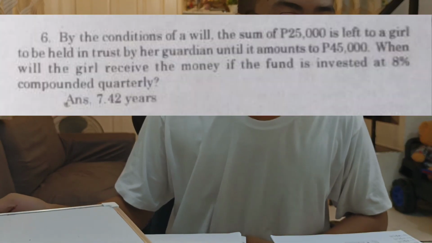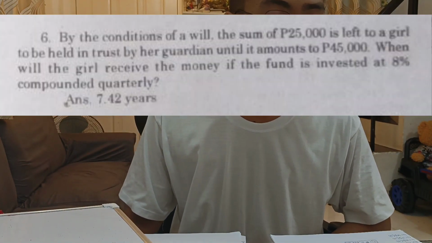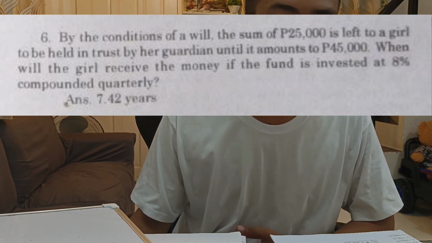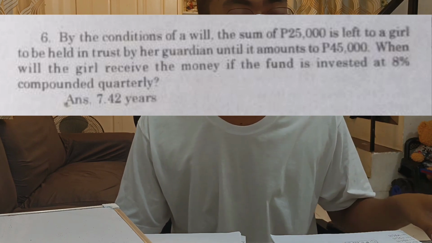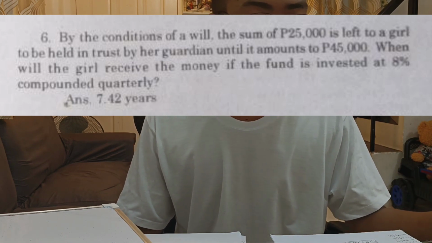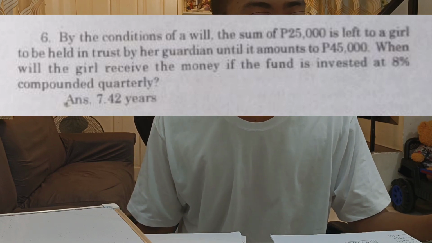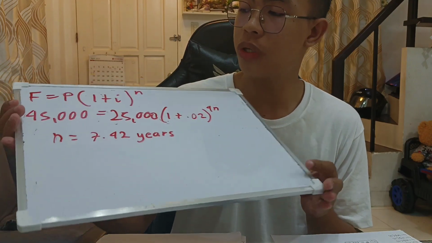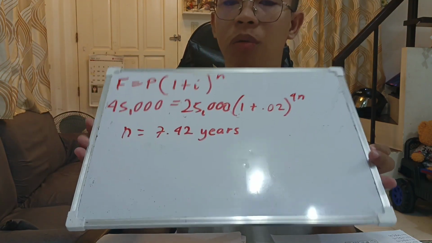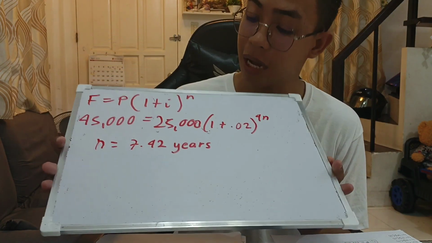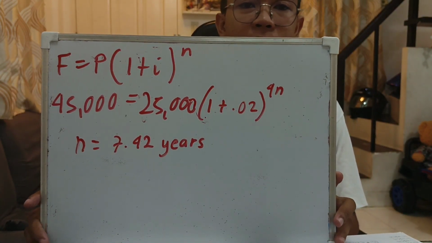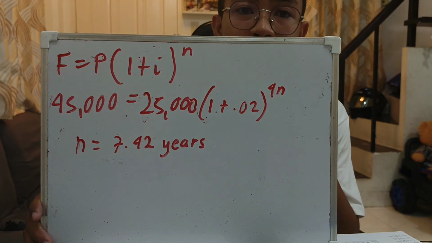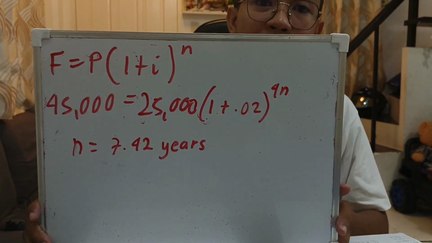So number 6, by the condition of a will, the sum of 25,000 is left to be held in trust by your guardian until it amounts to 45,000 pesos. When will the girl receive the money if the fund is invested at 8% compounded quarterly? So we will be using the formula of future worth. So F is equal to P times the quantity of 1 plus i, rather, to the power of n. So we'll be just identifying the given in the problem and substitute it to the formula.